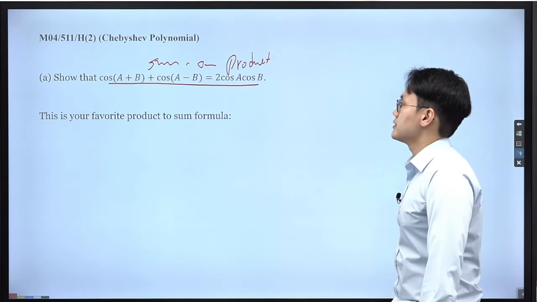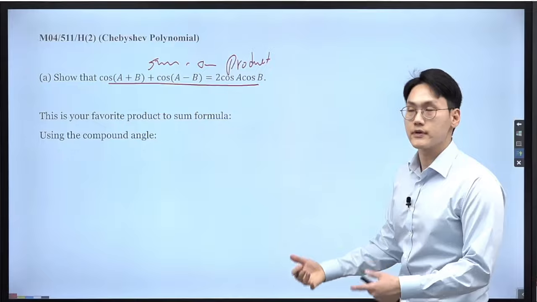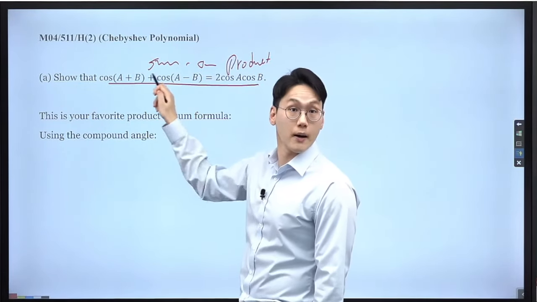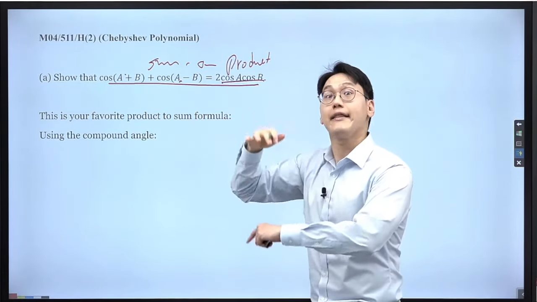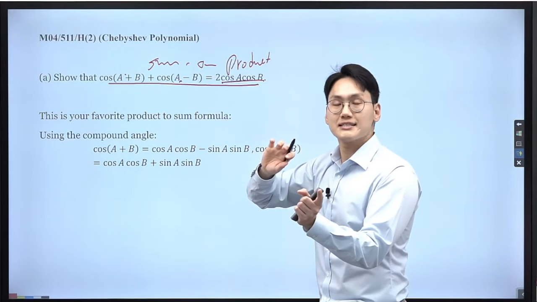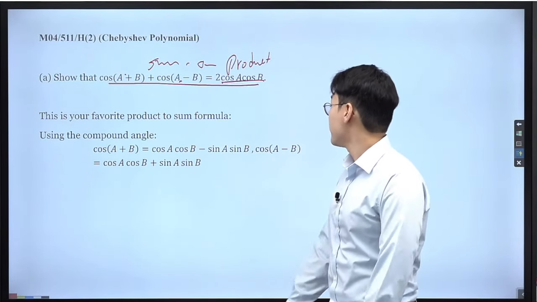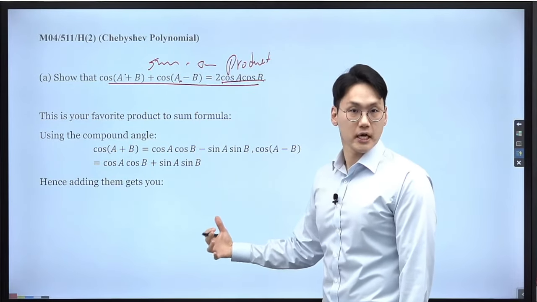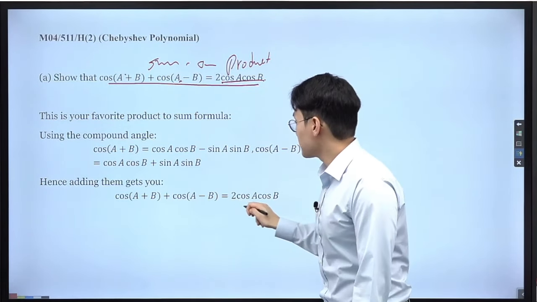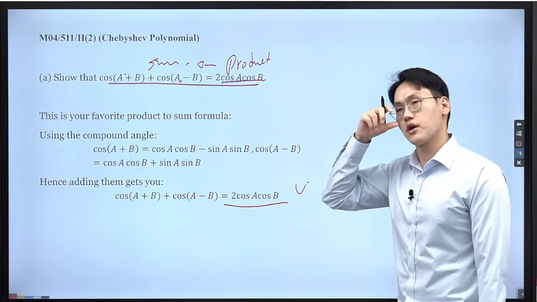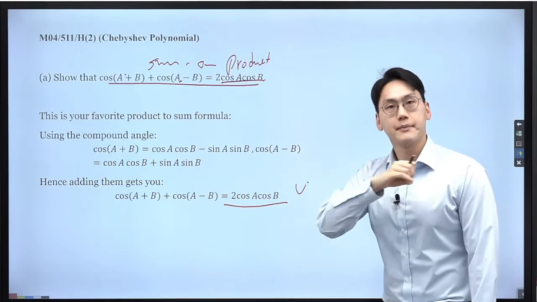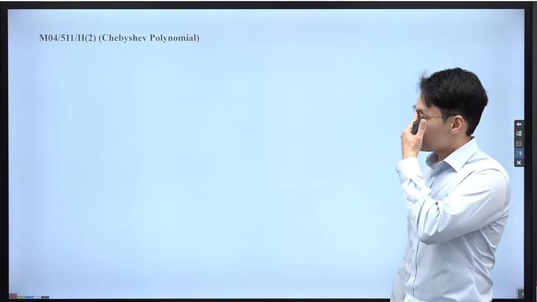And then what you have to do here is to use the compound angle of a cosine, and you realize that if you do the compound angle and this time add them together, only the product of sines will vanish. So the cosine part gets doubled, so it becomes that, right? You can actually prove it using the compound angle. Easy peasy, lemon squeezy. Let's have a look at the next question.